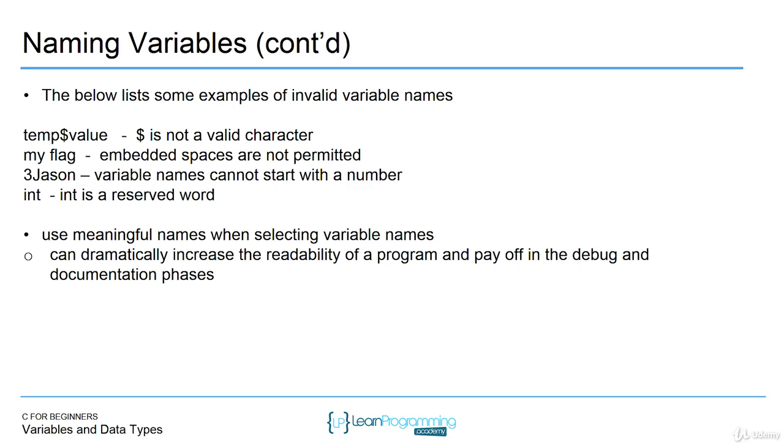I mentioned earlier that when you do create variable names, you want to make sure they're meaningful. We talked about comments already and the importance of comments for self-documentation and understanding the code. Meaningful names are the exact same thing. If you have meaningful names in your code, it can increase the readability of the program. It's much easier to follow, and it also helps in the debug and documentation process. So use meaningful names, and we'll be doing that throughout all the examples that we go through.